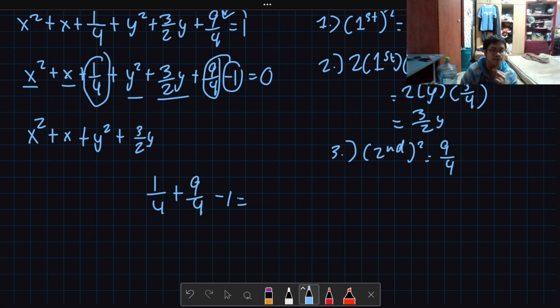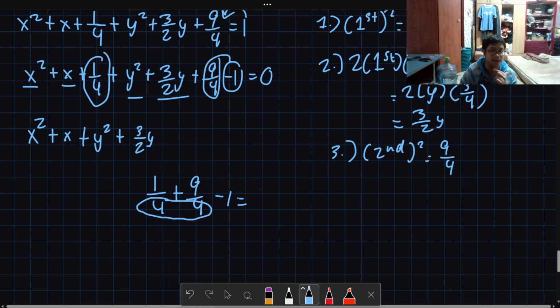Because if we have two fractions and they are similar fractions or like fractions, you can add them together. But here's the thing, how would you know if it's like or similar fractions? If they have the same denominator. So we have 1/4 and 9/4. Both of them have a denominator 4, so we can add them easily.